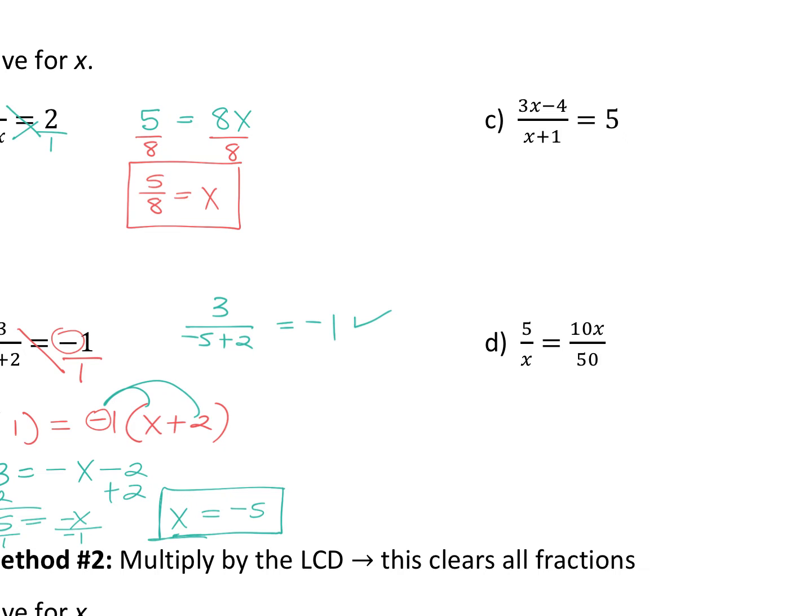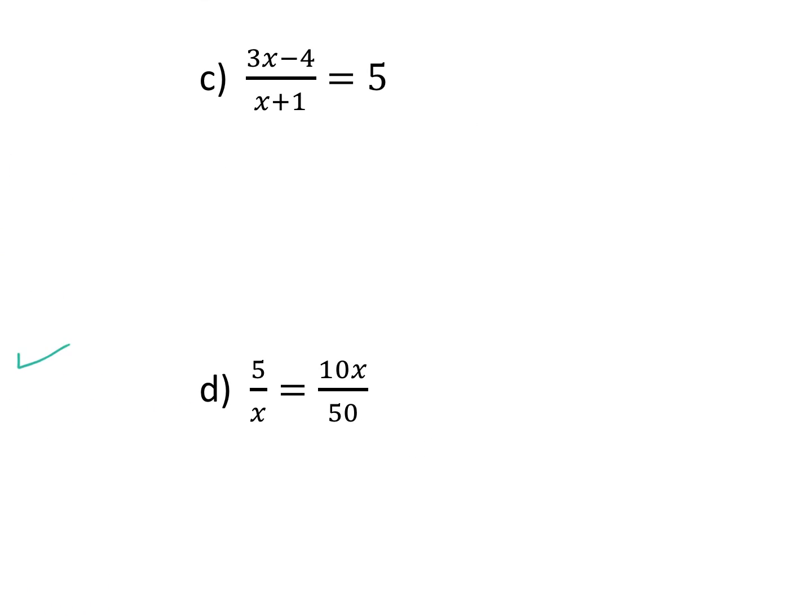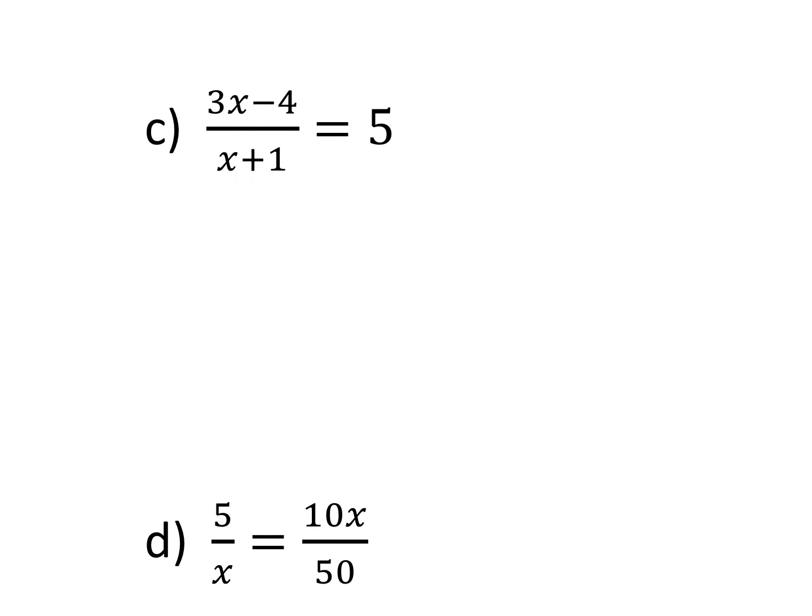Don't worry if you don't get a nice number. This one's not a nice number. I mean, it's nice. It's just not the best. What'd you get? Is it positive or negative? It's negative. Negative what? 4.5, 9 over 2. I don't care which one you give.